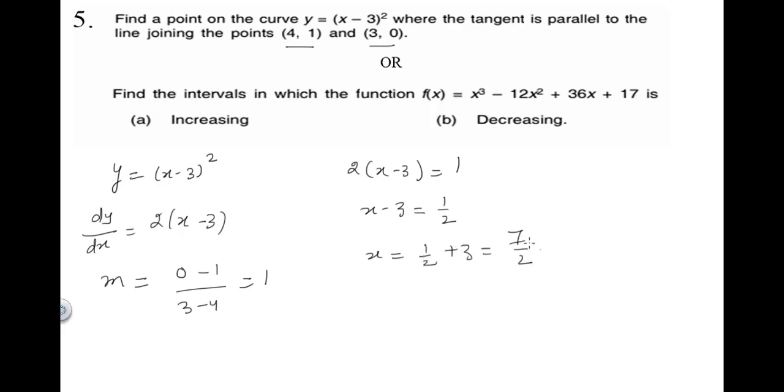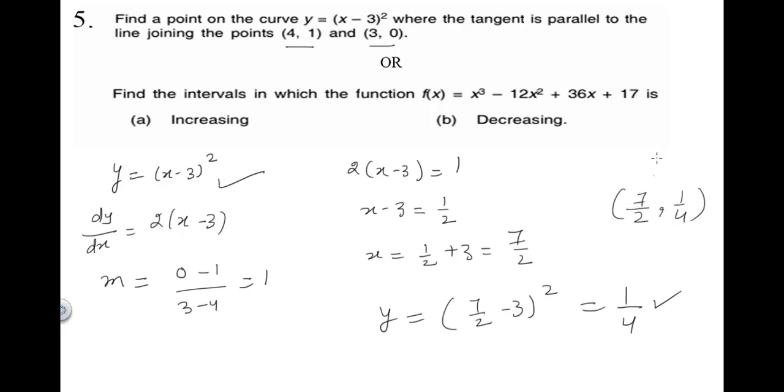Now if we put 7 upon 2 in the equation of the curve, we can get the value of y, which is 7 upon 2 minus 3, whole square, that is 1 by 2 squared. So we get the answer as 1 upon 4. So the point is 7 upon 2 comma 1 upon 4. This is the point on this curve where the tangent will be parallel to the line that joins these 2 points.